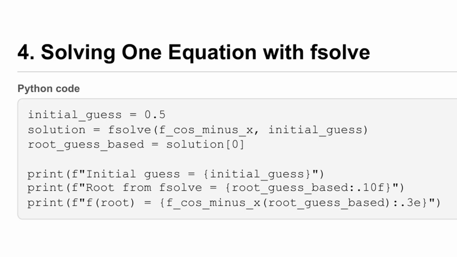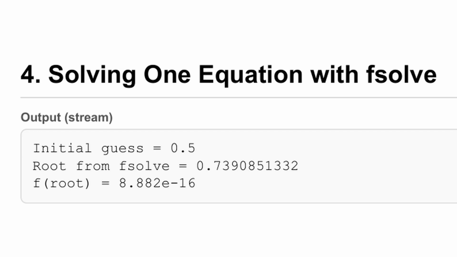Note that we extract the first element of the result because fsolve returns an array to accommodate systems of equations, even when we are only solving for a single variable. The output shows that starting from 0.5, the solver converged to approximately 0.739. The residual, which is the value of the function evaluated at this calculated root, is extremely close to 0, which gives us high confidence in the result.